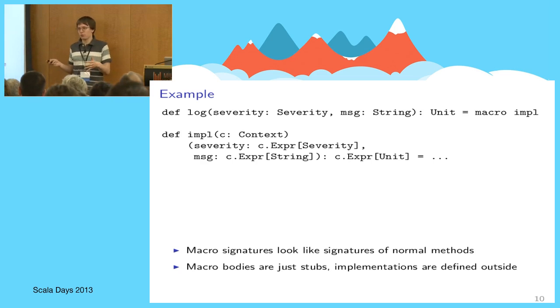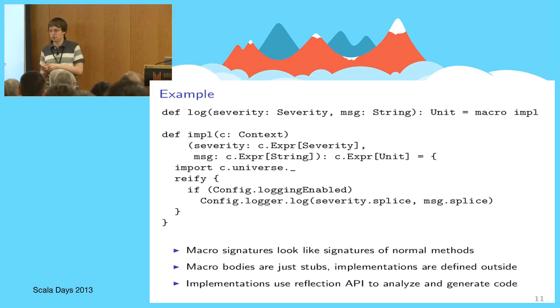And as a result, macro implementation also produces a tree. So yeah, here we go. We have some code. We need to produce some other code. How do we do that? And here's how it happens.